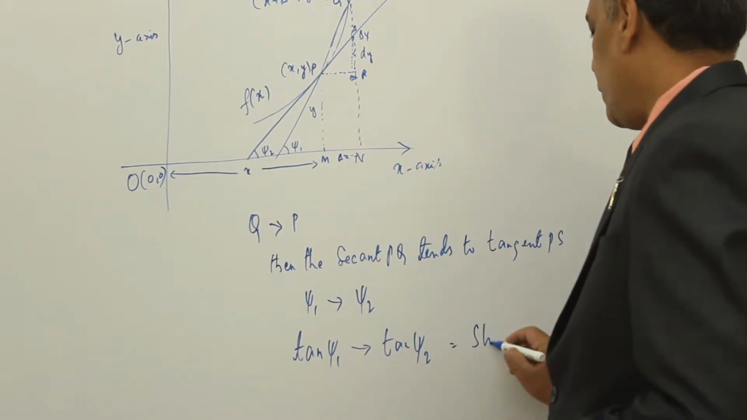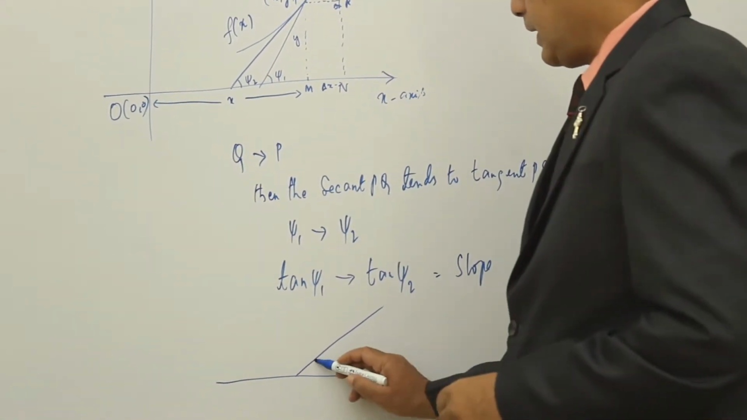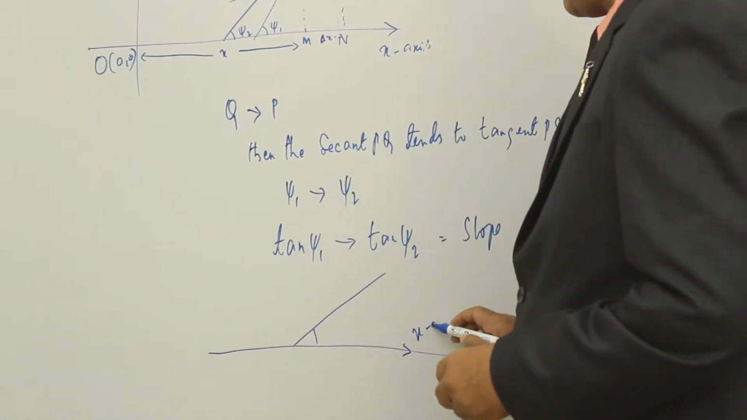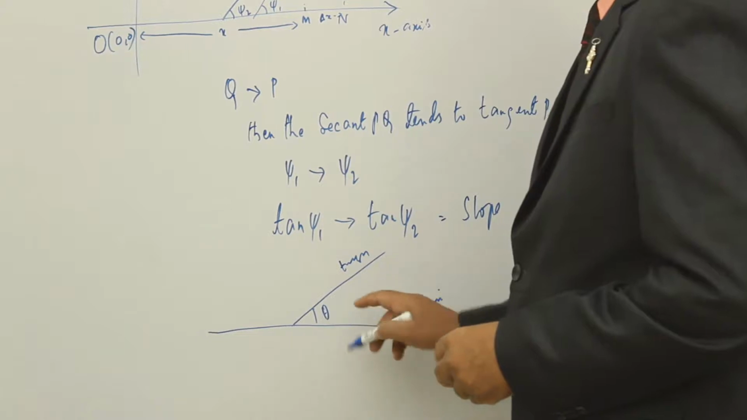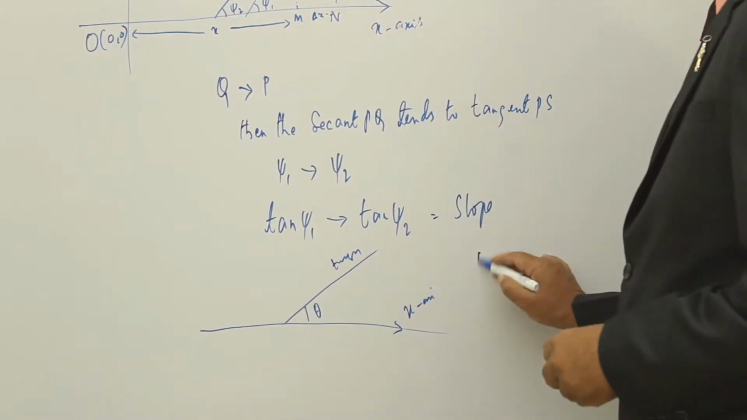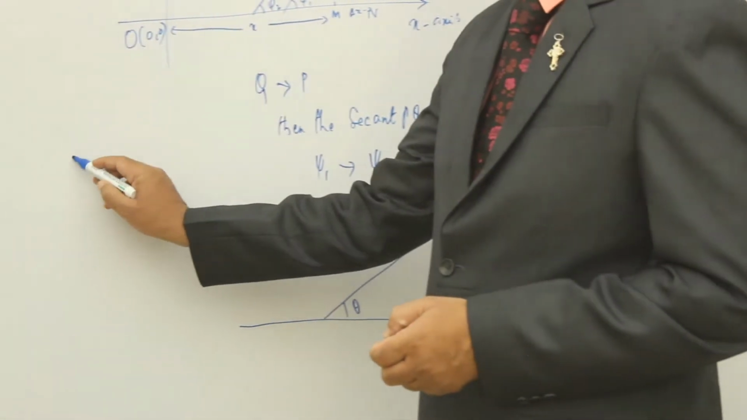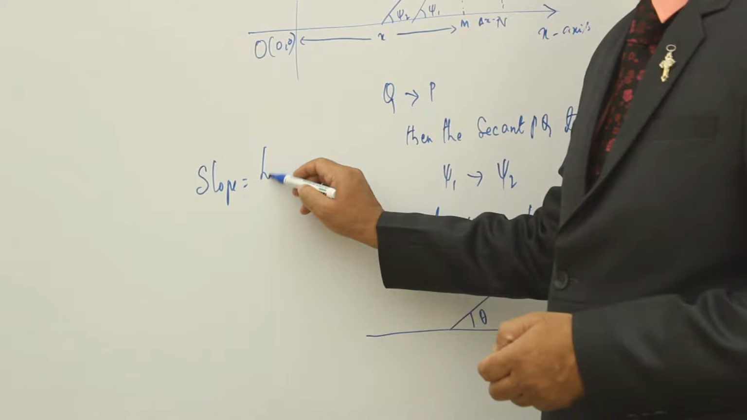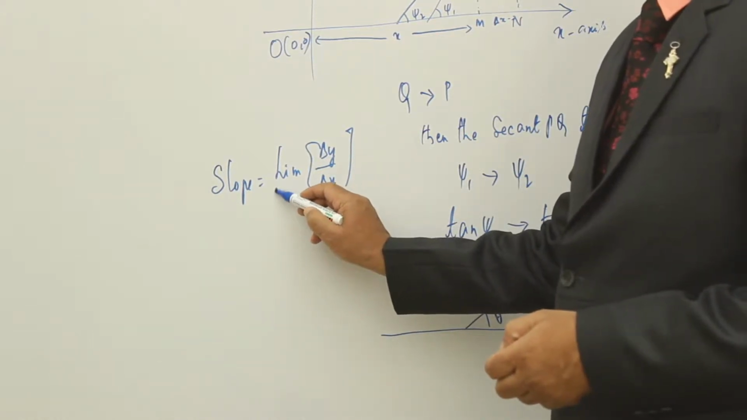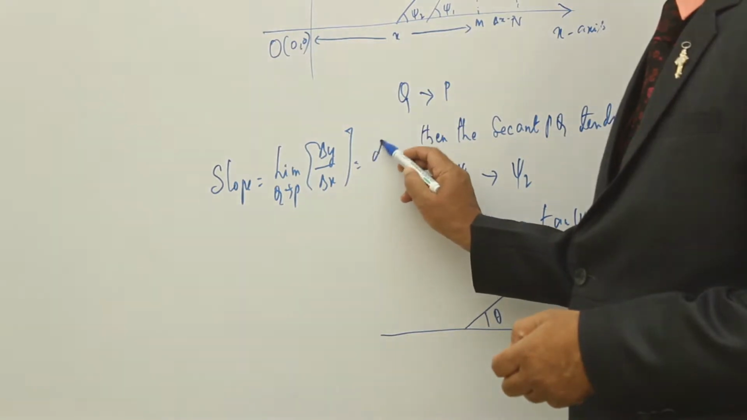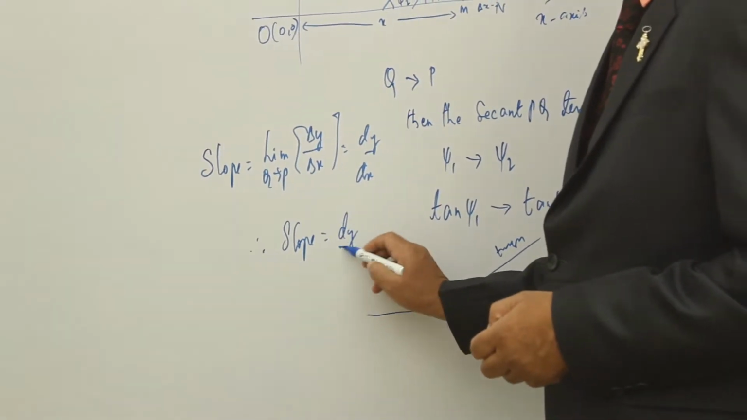This is nothing but slope. Slope is the degree of inclination of a given line with respect to the x-axis. If this is the x-axis and this is the tangent, then theta is the angle of inclination, and the slope is given by tan theta. Tan theta is nothing but slope. So we can write slope equal to the limit of delta y divided by delta x as Q tends to P, equals dy by dx. Therefore slope equals dy by dx.